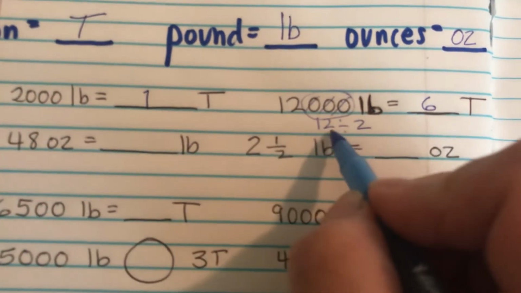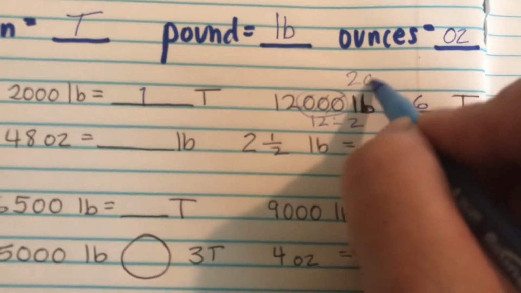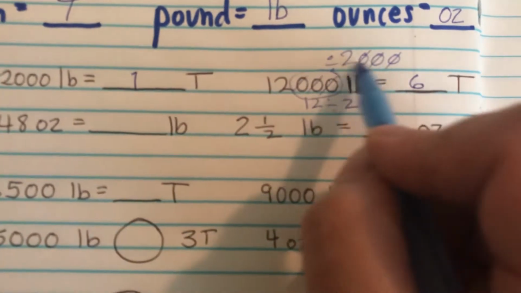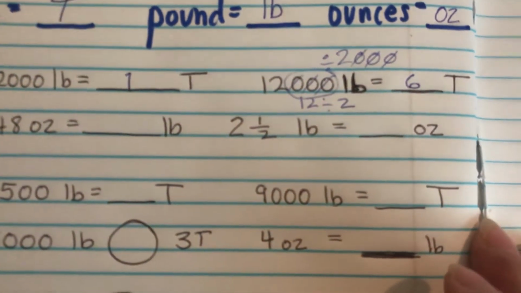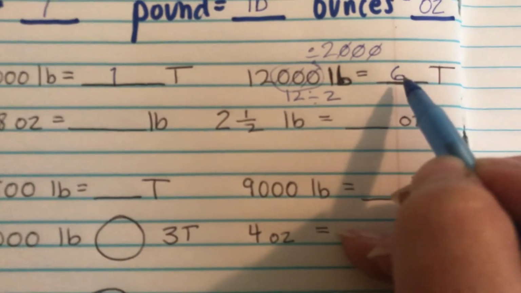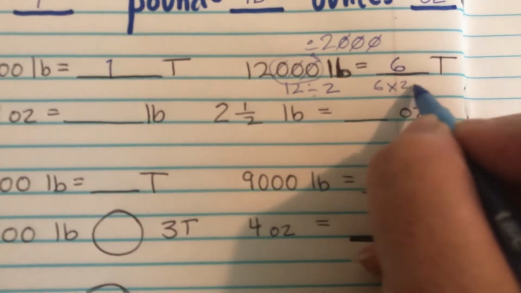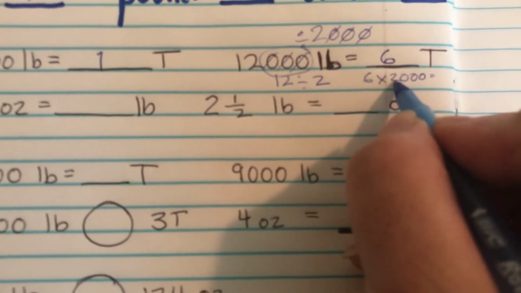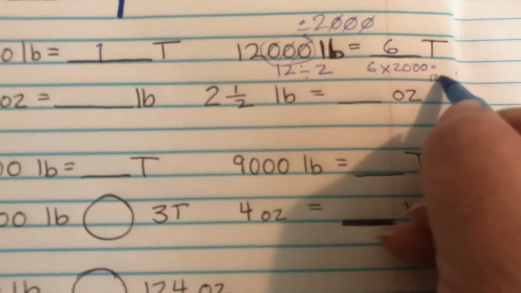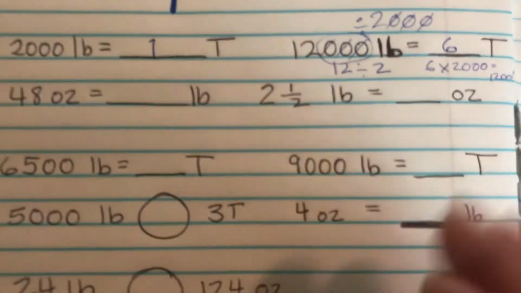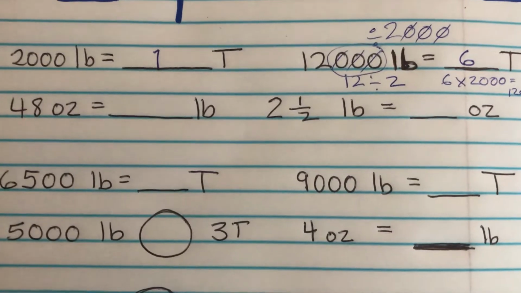So that's 12,000 divided by 2,000, and I can just remove the zeros. 3 zeros on each one, so it's 12 divided by 2 is 6. So if I were to take 6 times 2,000, just to check, that would be 6 times 2 is 12 plus 3 zeros, 12,000. Okay?